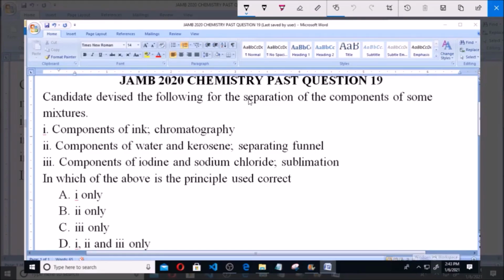Candidate devise the following for separation of components of some mixtures. Now, the components of ink, they used chromatography. That of water and kerosene, they used separating funnel. And for the components of iodine and sodium chloride, they used sublimation. In which of the above is the principle used correct? Now, let's look at the components and the technique they used.